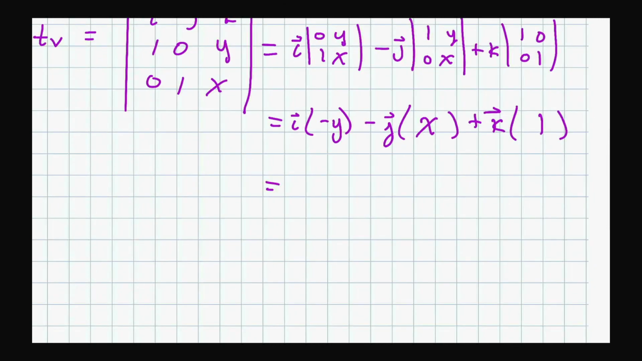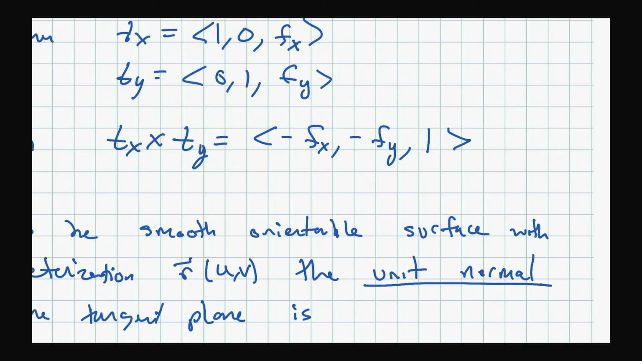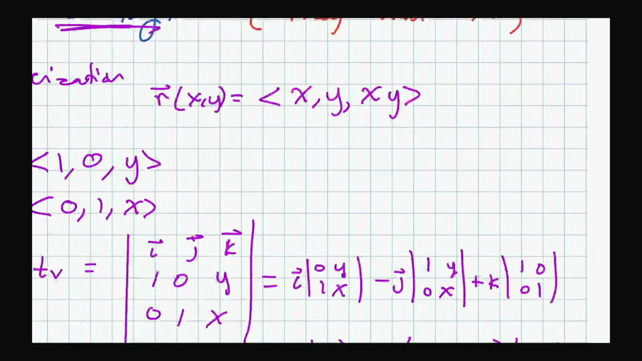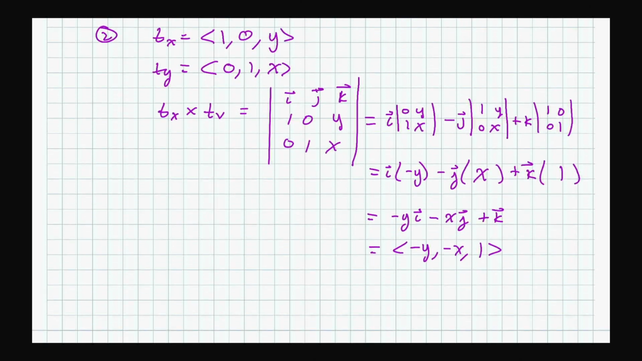So overall, what do we get? We get negative y i, negative x j, plus k, or negative y, negative x, 1, if you write it in that form. Which, if you look up here, should be negative fx, negative fy, 1. So negative fx is negative y, negative fy is negative x, so negative y, negative x, and then 1. So it is what the formula said it was going to be, but we did it.